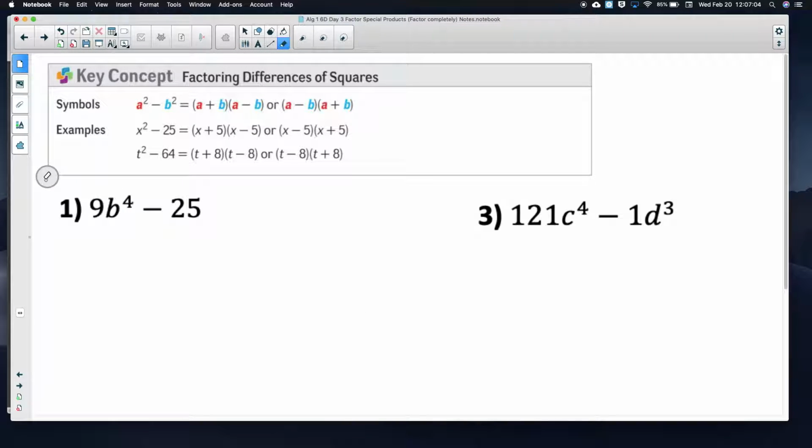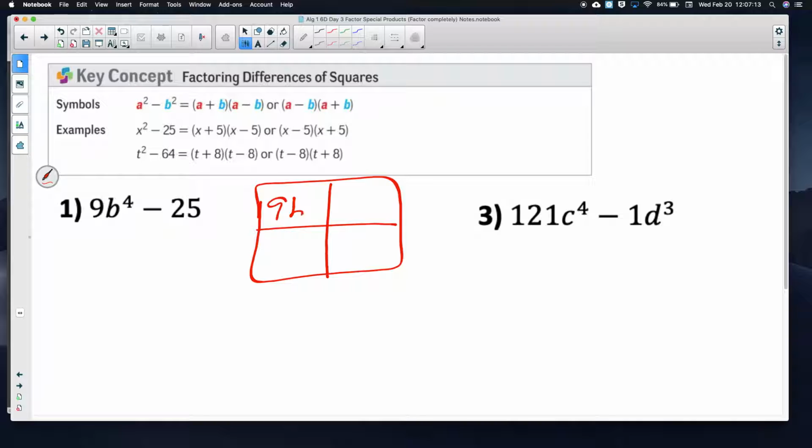I've got 9b to the fourth minus 25. So if I look at my box, I'm going to put the first term up into the upper left-hand corner, the last term in the bottom right. So I've got 9b to the fourth and I've got negative 25. I'm going to multiply those together and I get negative 225b to the fourth.